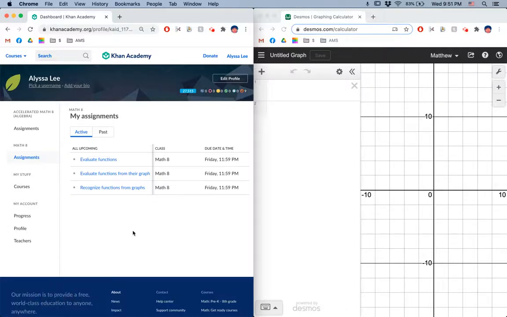Hello, Mr. Lee here. Today's video, I'm going to show you guys just two examples from each of the Khan Academy exercises in your assignment. Okay, so watch closely. Pause the video if you need. I also have a split screen with Desmos. It'll come in handy, right? So use this resource as you need.